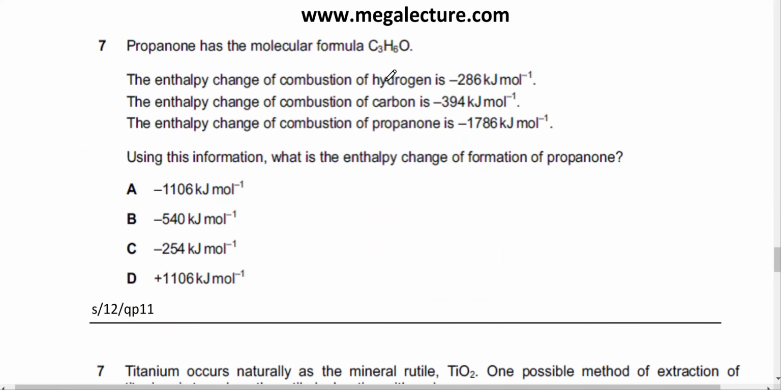Now this one, they're asking to find out the enthalpy change of this particular reaction. So it's the formation of propanone, which is given over here, C3H6O. Remember, this reaction that they're trying to find out is completely irrelevant. We don't really care what the reaction is. So it's going to be 3 carbons plus 3 hydrogens and half oxygens.